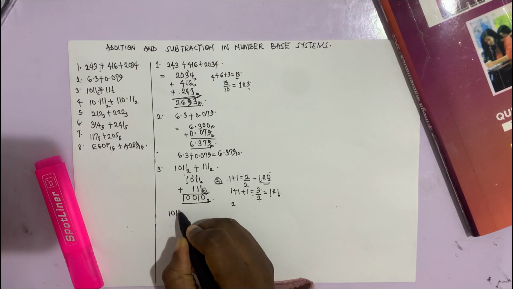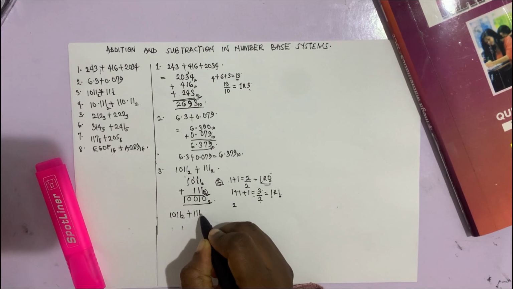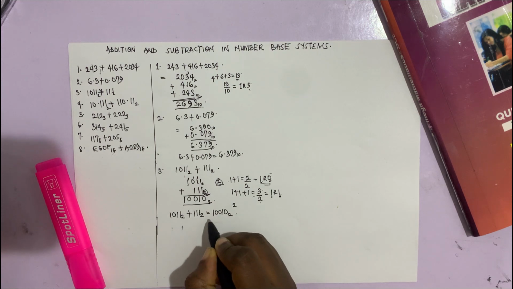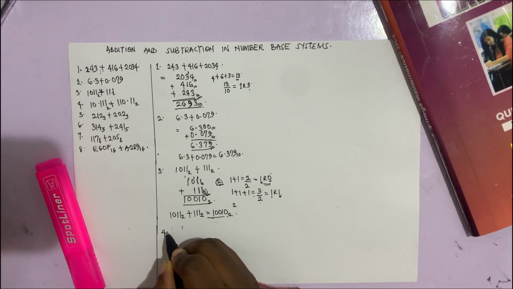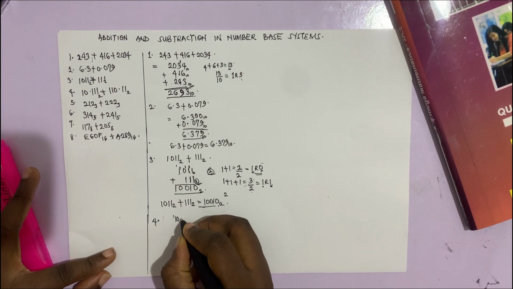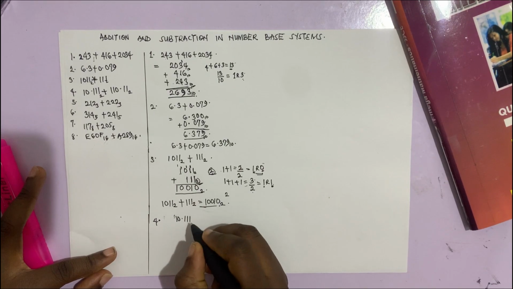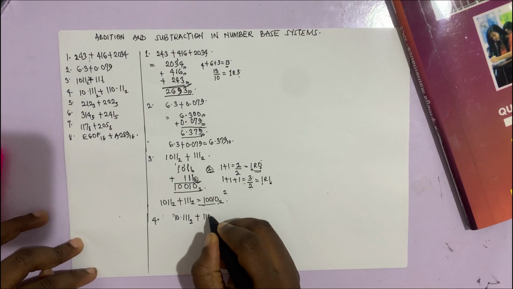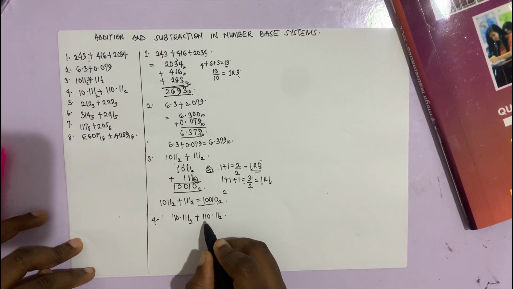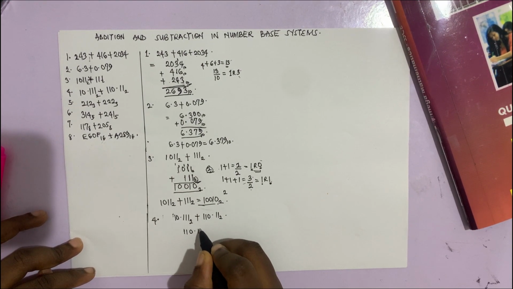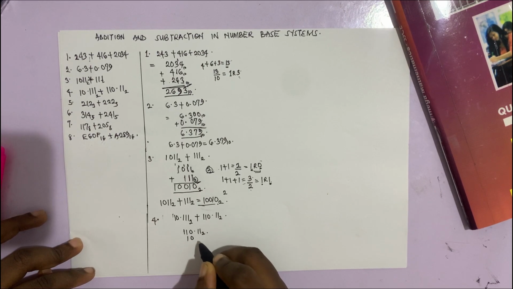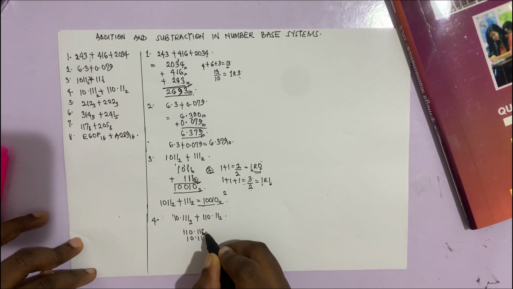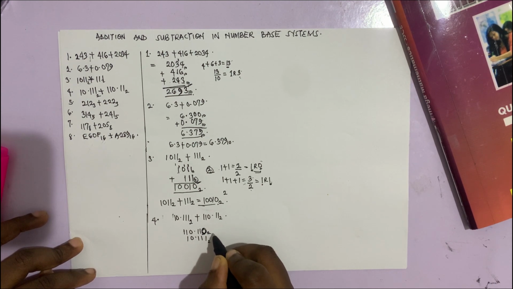So 1011 base 2 plus 111 base 2 would give us 10010 base 2. So for the fourth question, 10.111 base 2 plus 110.11 base 2. So we start with 110.11 base 2 and then 10.111 base 2. So we can add the 0 here for aesthetics.